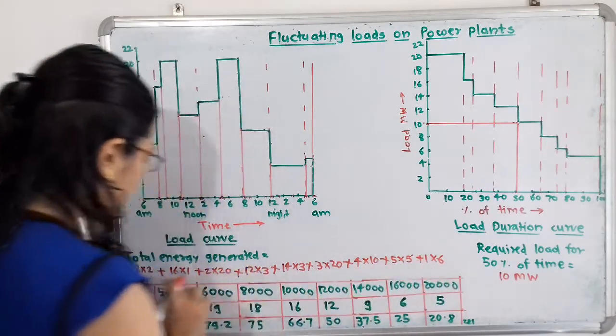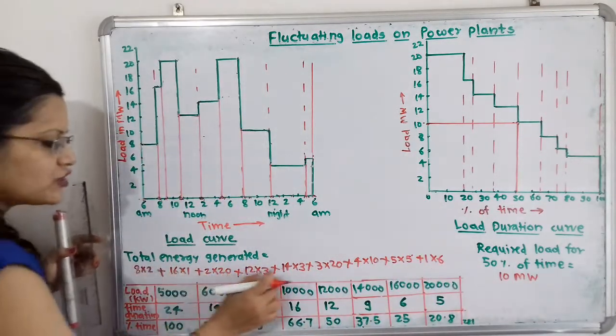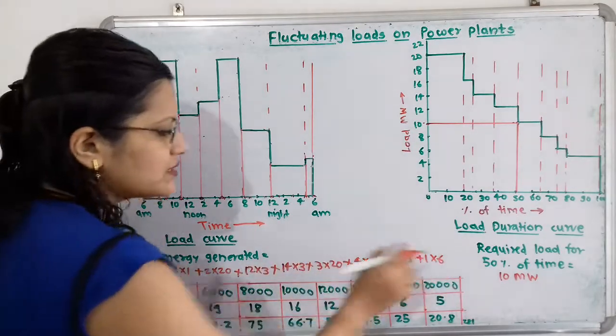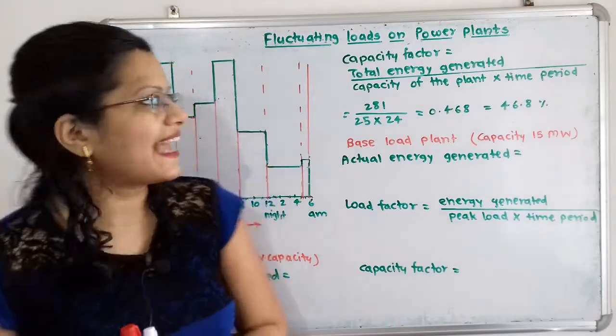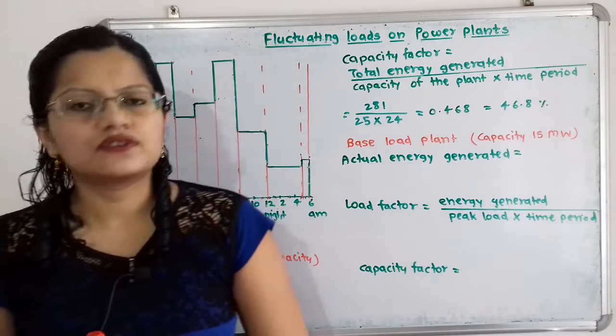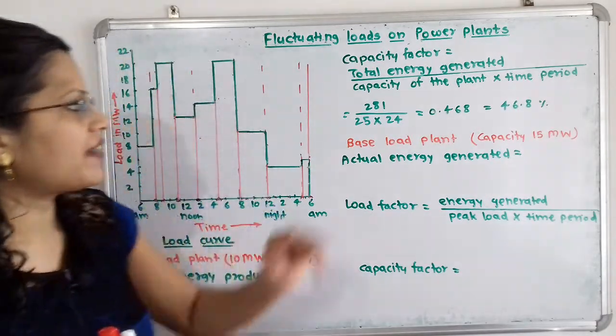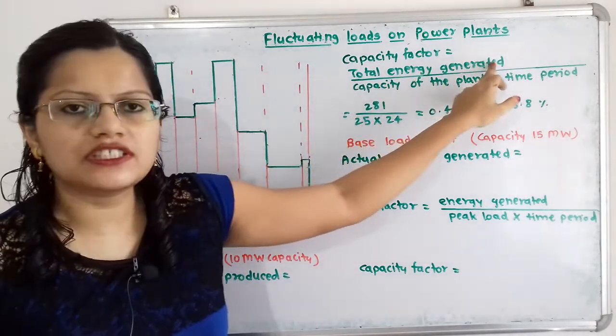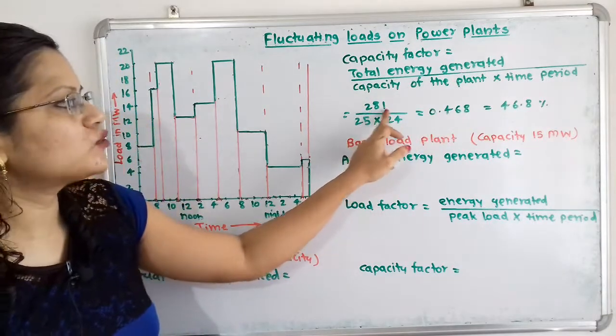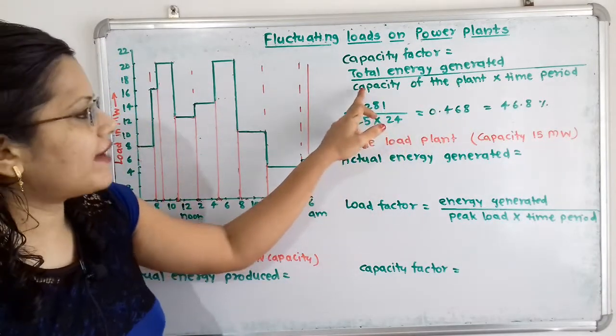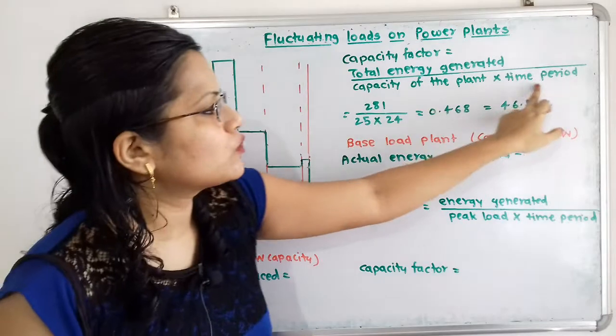So if we observe, we have to make the multiplication first and we have to add all these numbers. Now we will calculate capacity factor. So what is the formula for capacity factor? That is the total energy generated, which we have calculated, that is 281 megawatt hours, divided by capacity of the plant into time period.